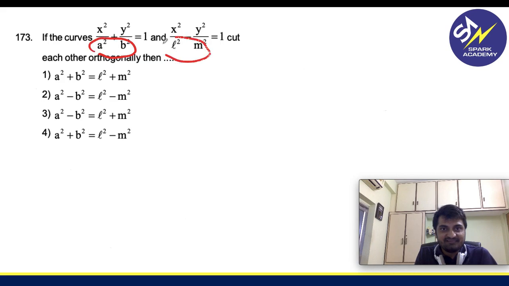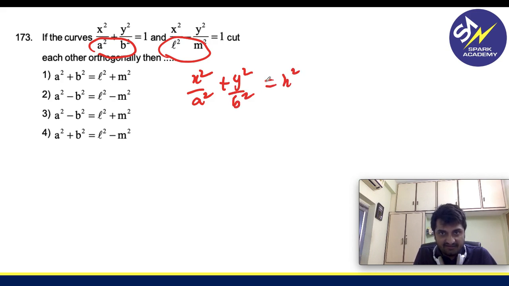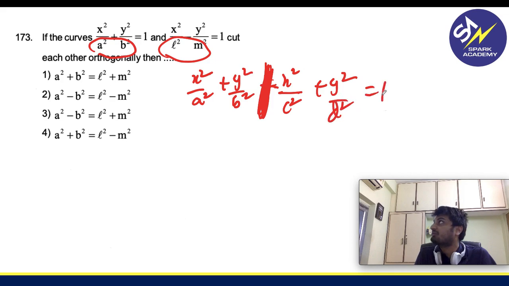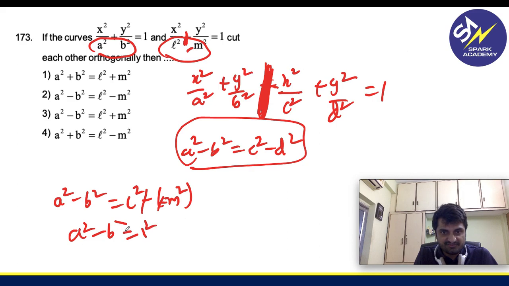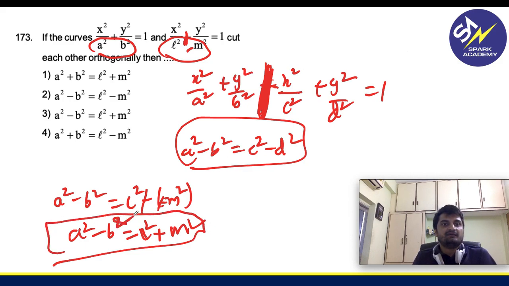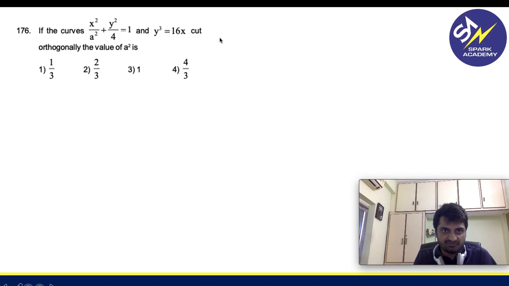Now what about this? You have a trick. Whenever you have x square by a square plus y square by b square equals 1, and another curve, x square by c square plus y square by d square equals 1, and they are orthogonal, then I can write a square minus b square equals c square minus d square. But here it is negative, right? So I can write positive of negative. So I can write a square minus b square equals l square minus of minus m square, plus plus. So a square minus b square is equal to l square plus m square. Third option. So this formula, this trick, if you remember any orthogonal of this type, you can solve. So this I want you to solve on your own. This is a DIY for you guys.